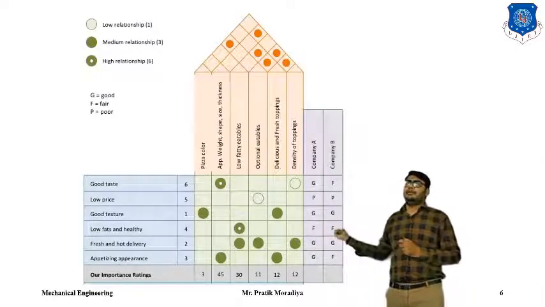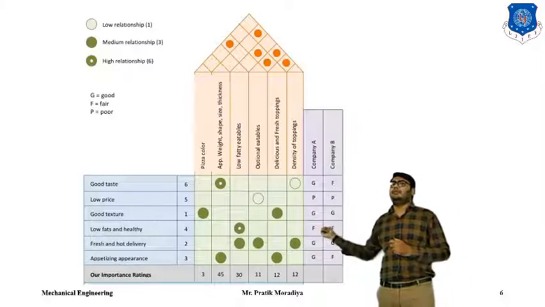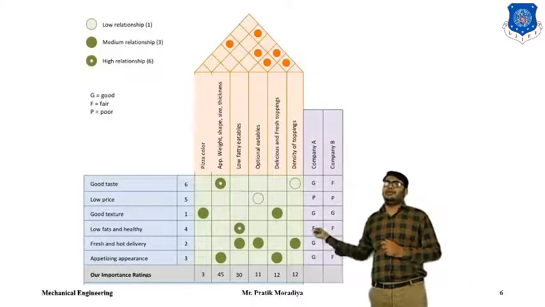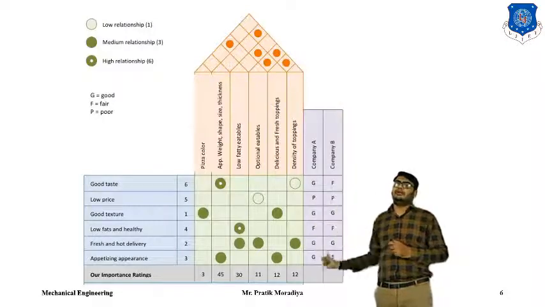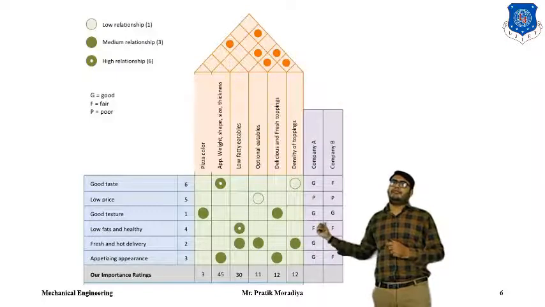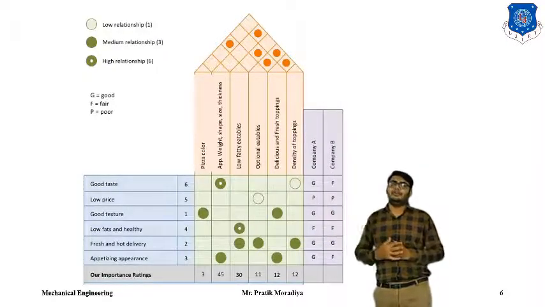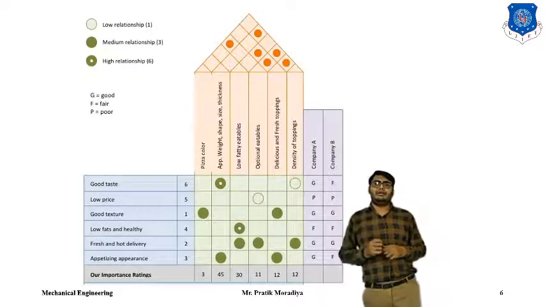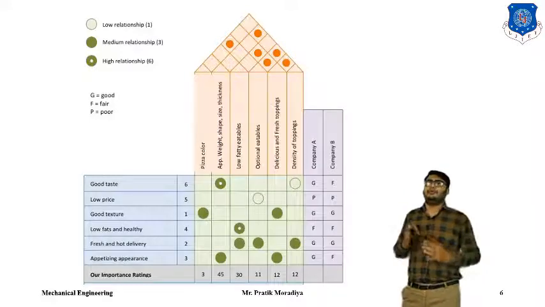Now we are here comparing two different companies. This is an example of benchmarking. Say company 1 is our company, this is our pizza, and company 2 is the competitor that we want to compare ourselves with. And we check out in which area we are doing better and in which area the competitor is doing better. In the roof area, we are checking out our trade-offs.